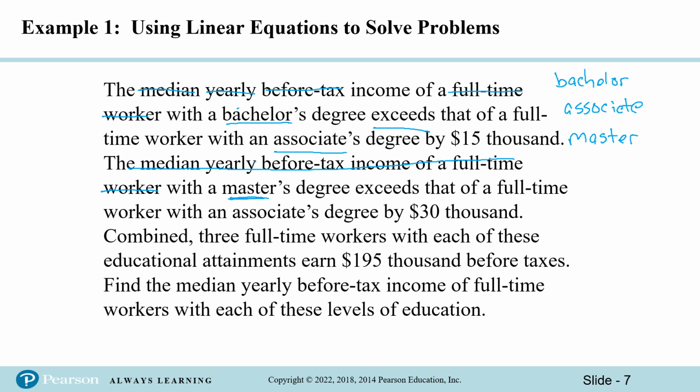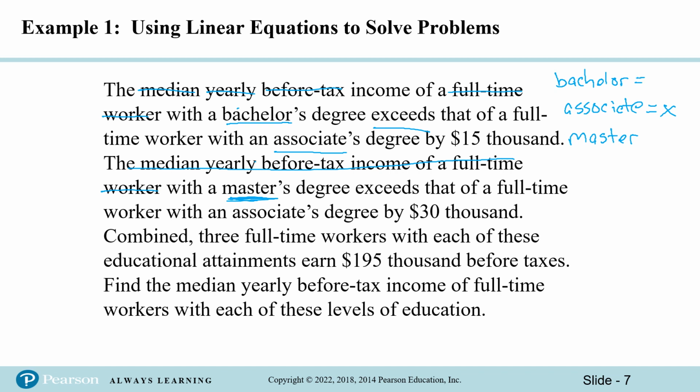Okay, one of those was not described. In other words, I said income of a bachelor's degree does something. I said income of a master's degree does something. What I didn't say was income with an associate's degree does something. The associate's degree is going to get the X. The one that's not described gets the X.